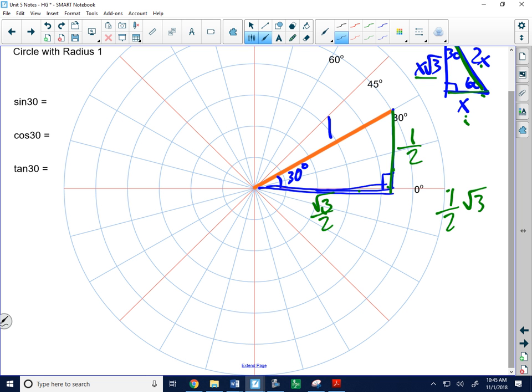So let's go ahead and do, oh, I need a label, don't I? Here's my 30. This would be 60, of course. So my hypotenuse is here. Opposite 30 will be over here, and the ADJ here. Let's see, so sine of 30, opposite over hypotenuse, 1/2 over 1, which is 1/2.